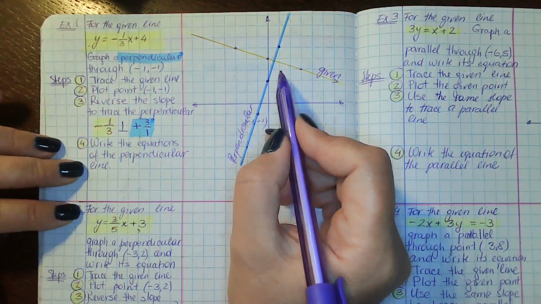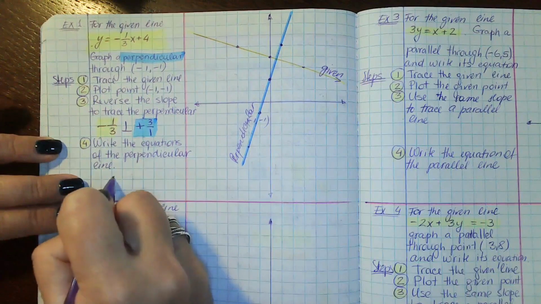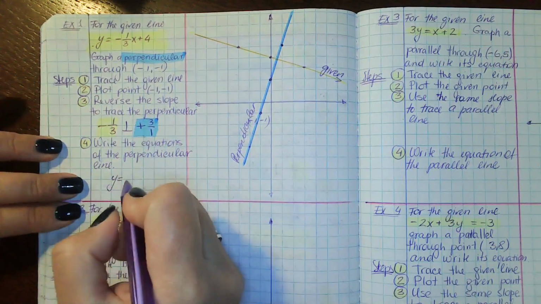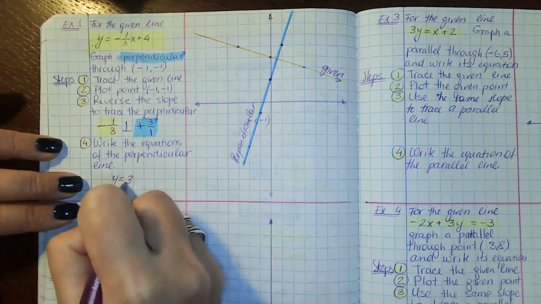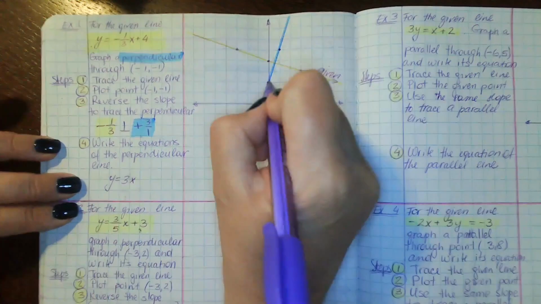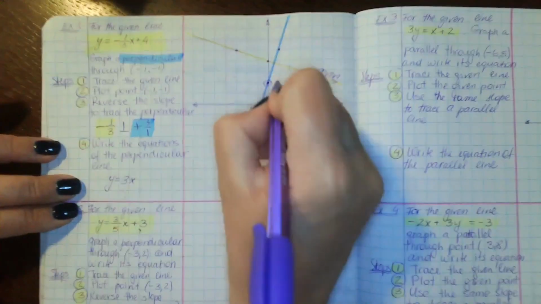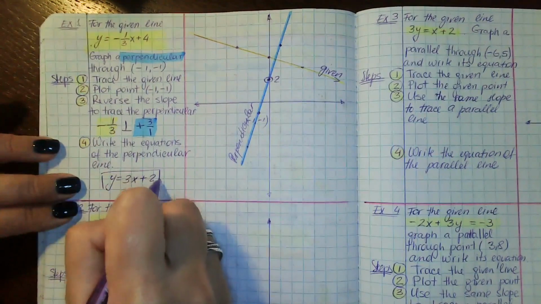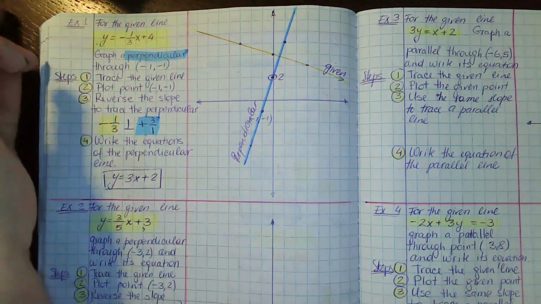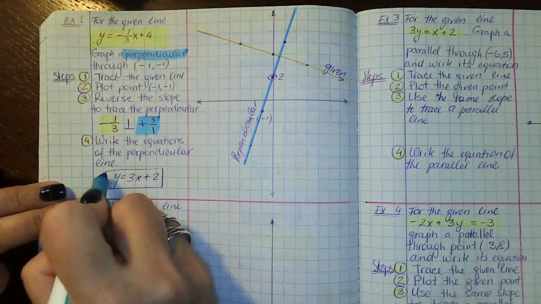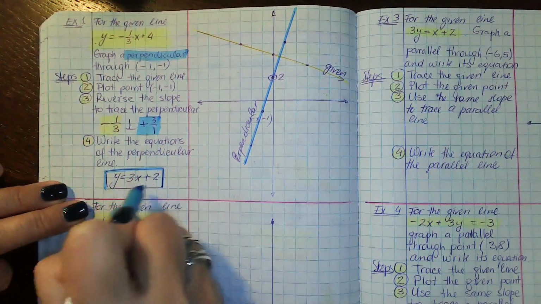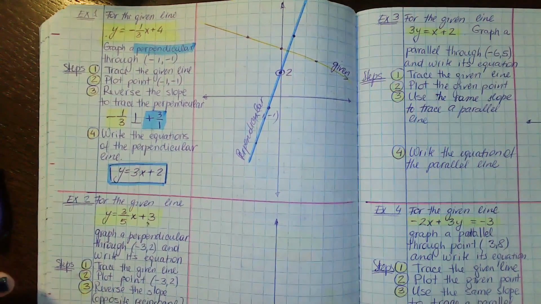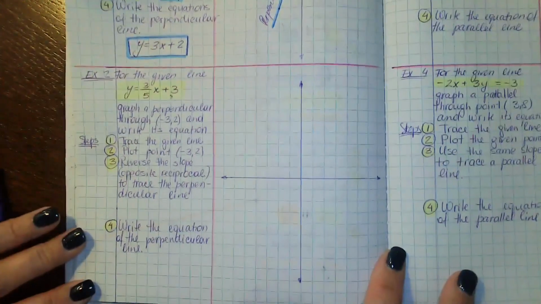To write the equation of the perpendicular line in slope-intercept form, now we're using our opposite reciprocal slope, 3/1 multiplied by x, or just 3x. And then we need that y-intercept, plus 2. y equals mx plus b, the equation in slope-intercept form of the perpendicular line. Let's see another example.